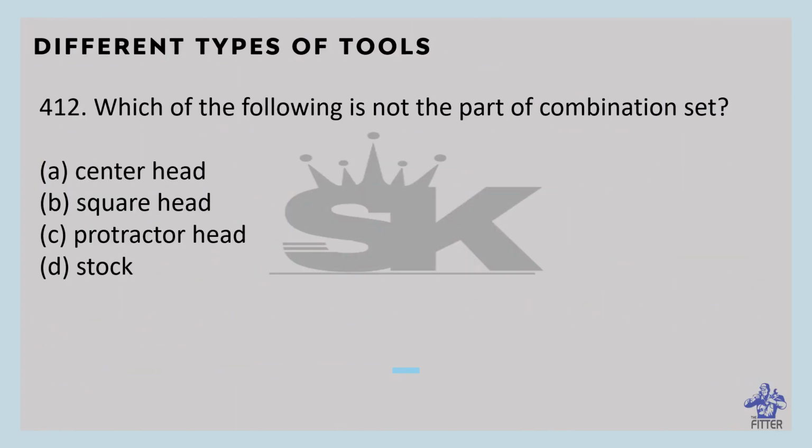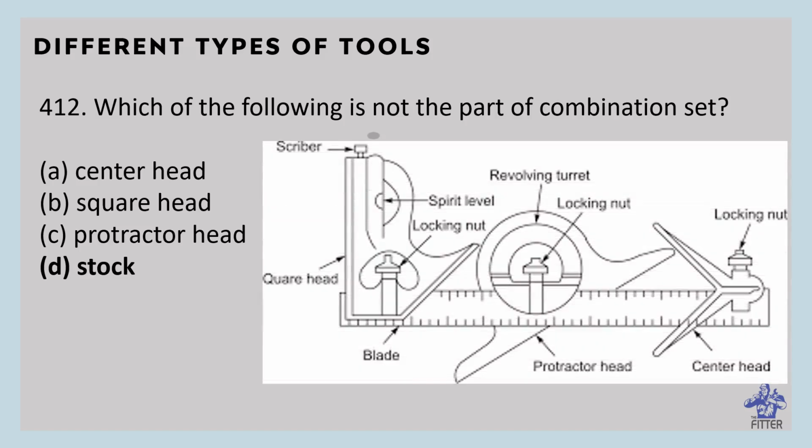Which of the following is not the part of combination set? That is stock. You can see here in the image, we can find the center head, square head, and protractor head, right? So here this is square head, and this is protractor head and center head.